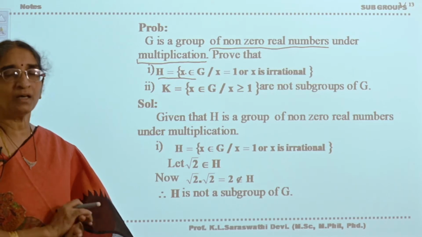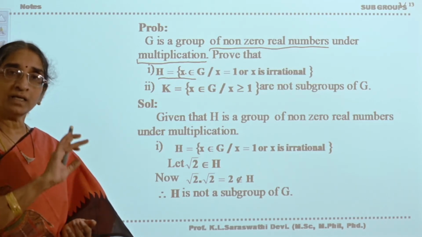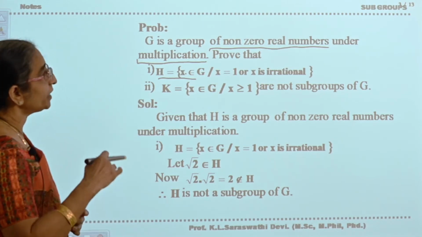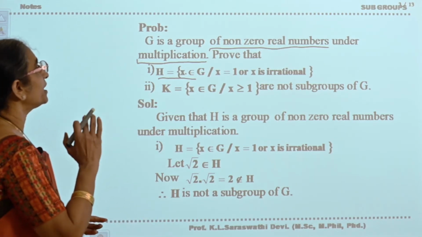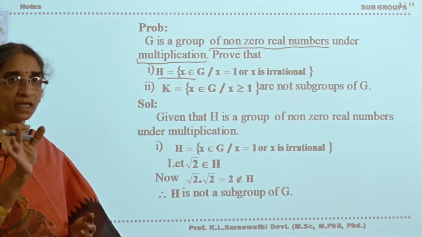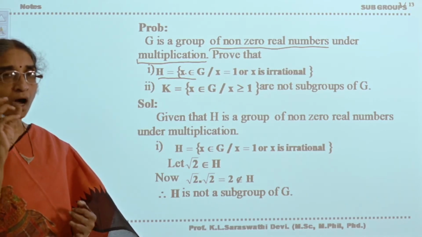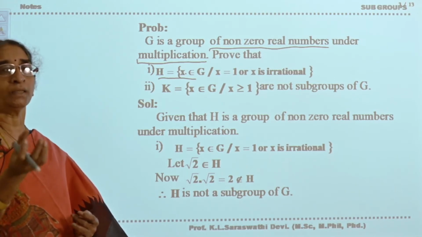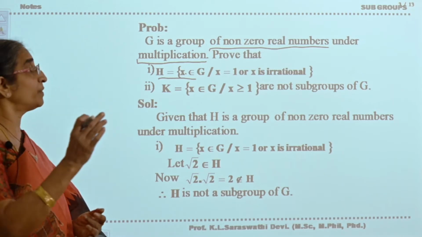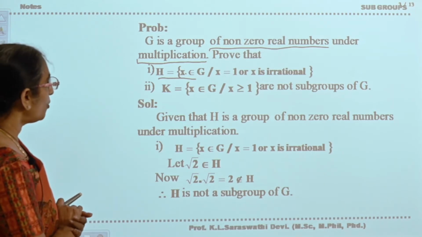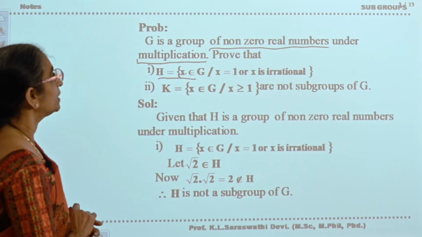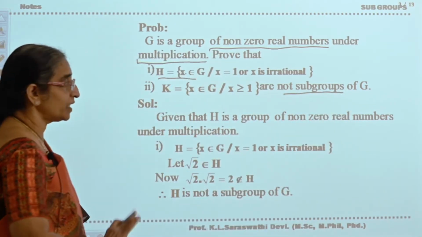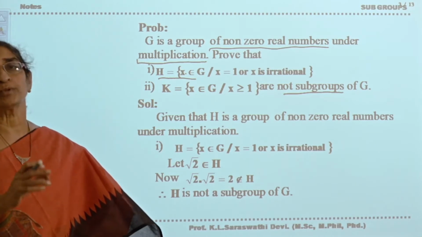Real numbers contain rational and irrational numbers. If x is equal to 1 or x is irrational, then x will be in H. What is H? H is a non-empty subset of the set of real numbers. But that set of real numbers forms a group with respect to addition. Now what you have to prove is that this H is not a subgroup. It is a subset, but it is not a group. That we have to prove.